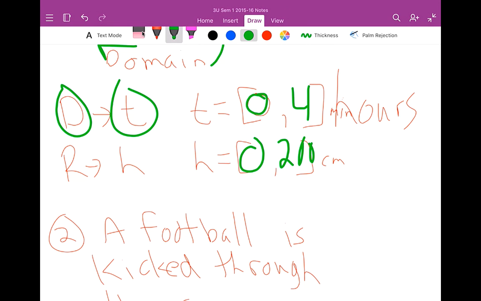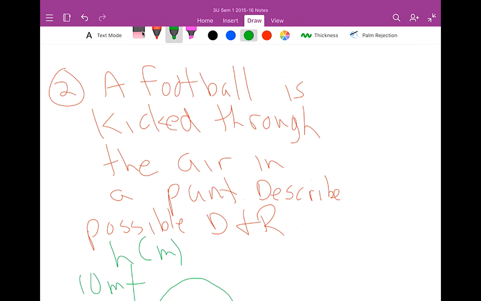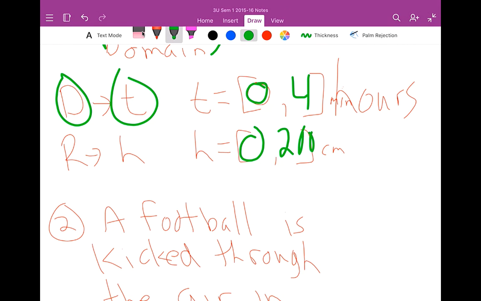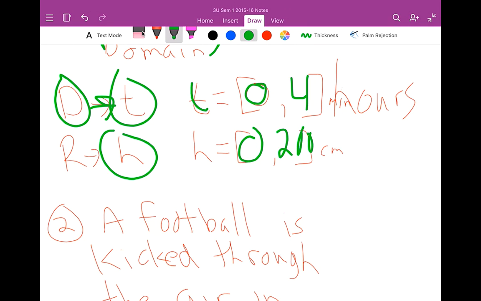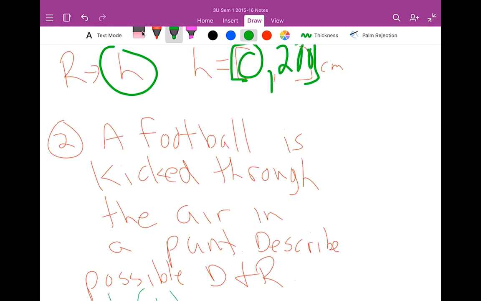200. And what about a football being kicked through again? So you may want to pause and look at that. With the idea that domain is measured by time, and time is equal to 0 to 4. Well, what that means is it can include 0 hours, it can include 4 hours. The height or depth of water can be as low as 0 centimeters and as high as 200.